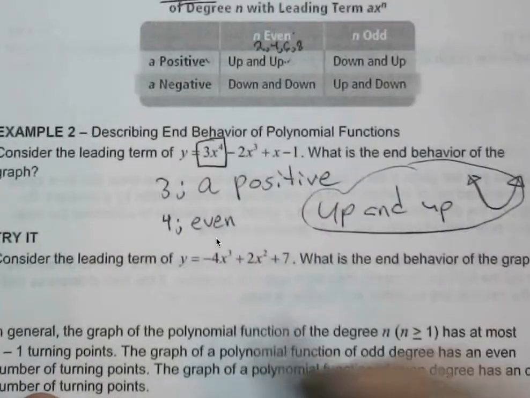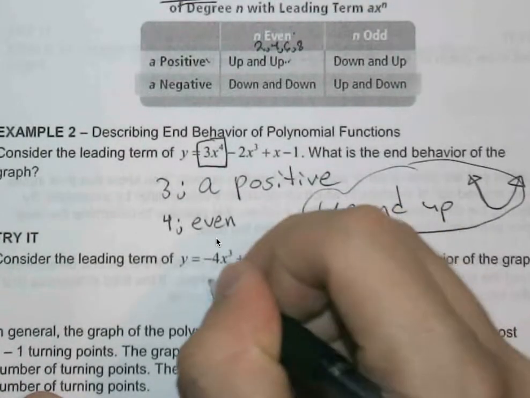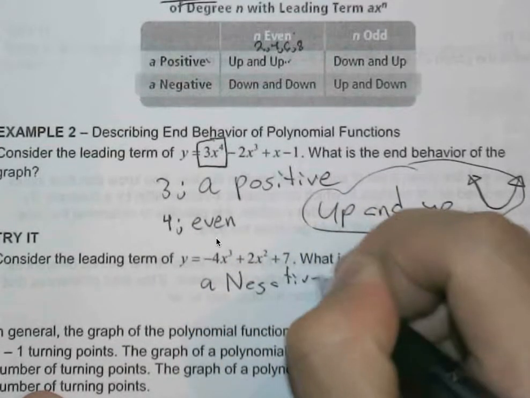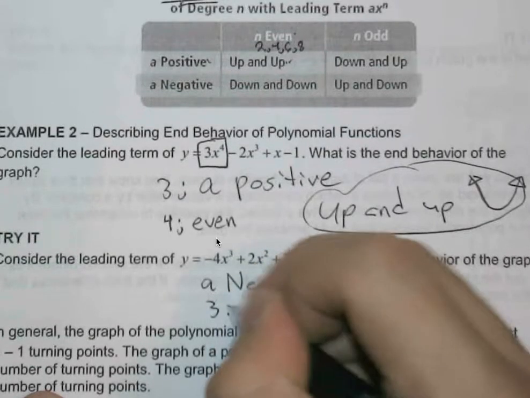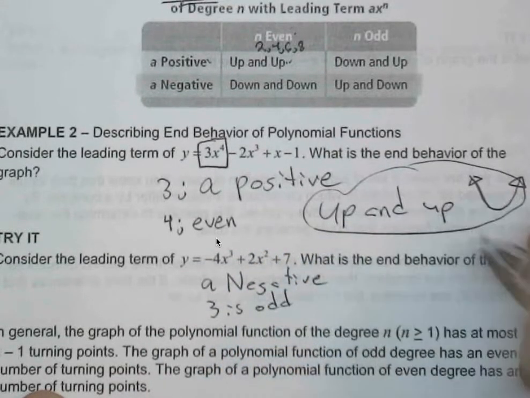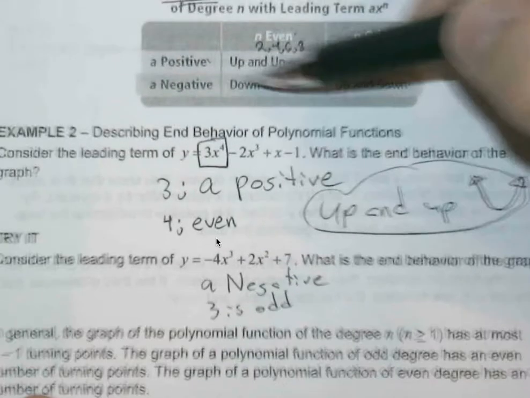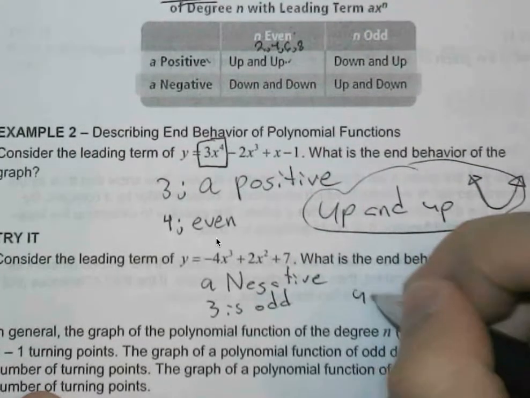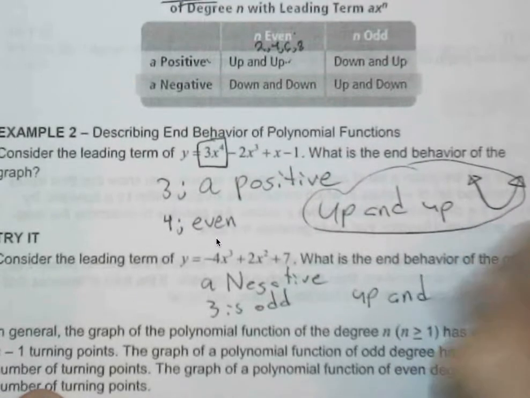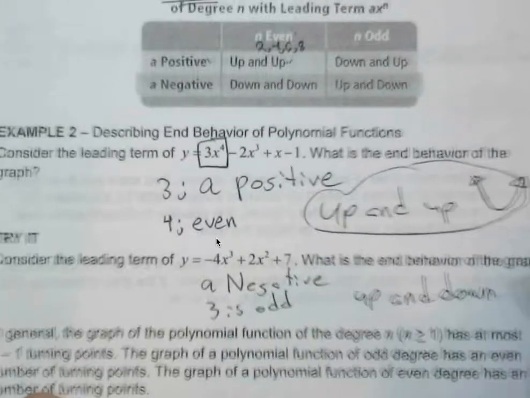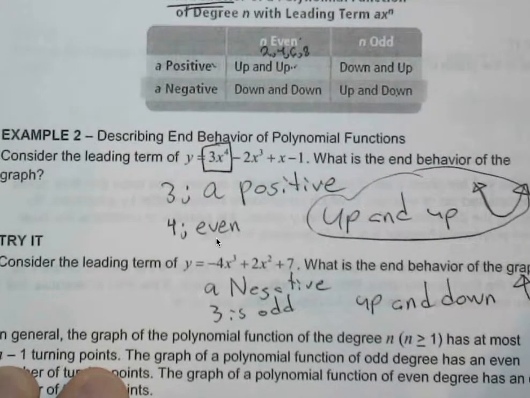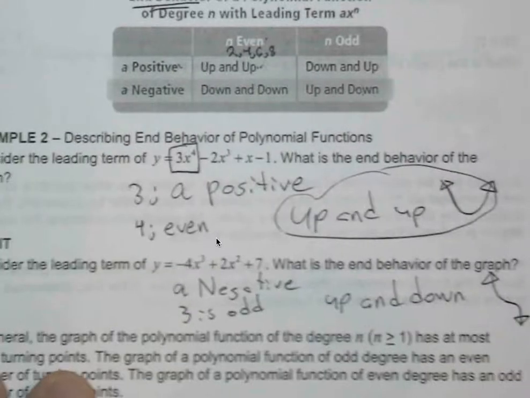But since we're dealing with a negative a term and our exponent is odd, we're looking for where this correlates. So a is negative, our exponent's odd, so this is going up and down. So it's going up to the left, but it's going down and to the right. So it should look something like that.